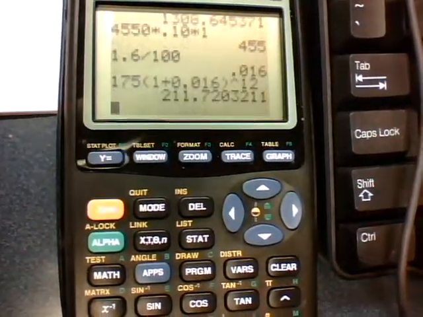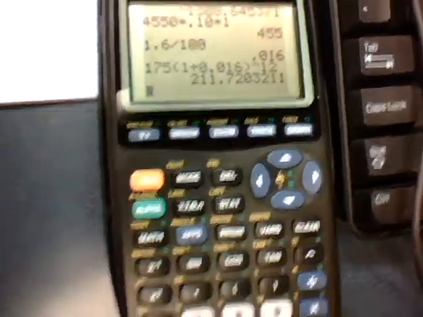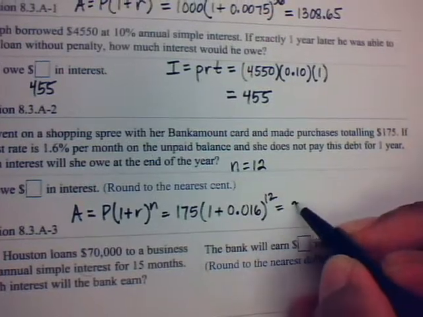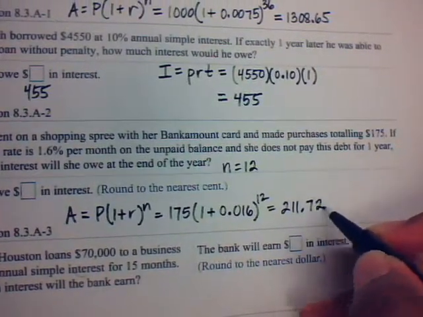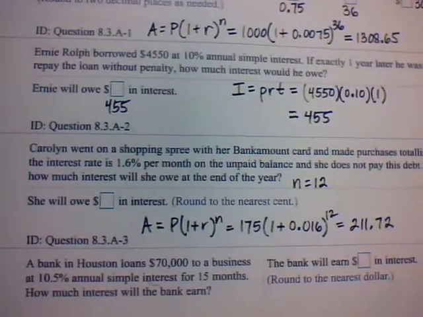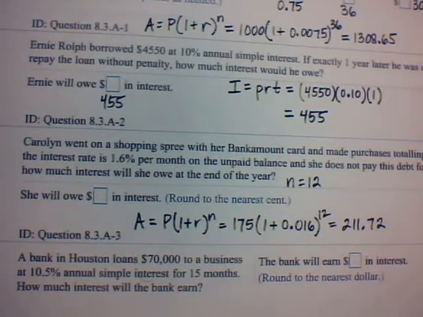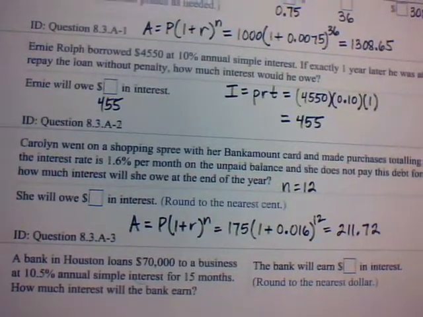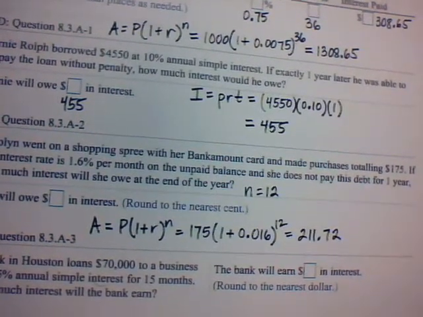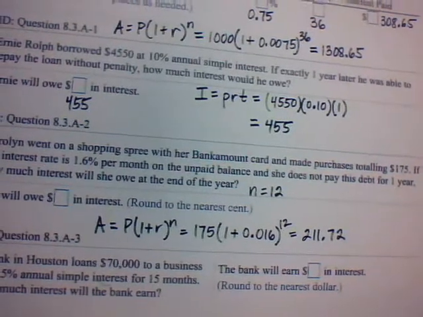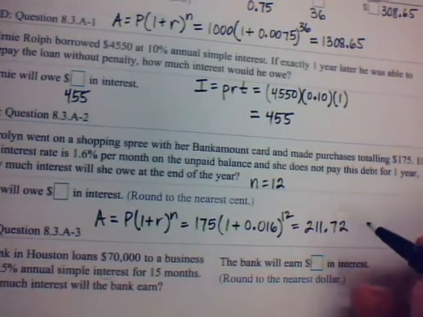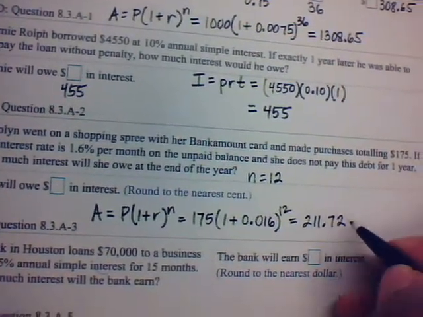Now if you press enter, you'll see it's $211.72. So here the amount is $211.72. But we want to find out how much interest she will owe at the end of the year. Well, if the amount is $211.72, let's subtract 175, which is the amount of the purchases that she made, from $211.72, which will end up being $36.72.